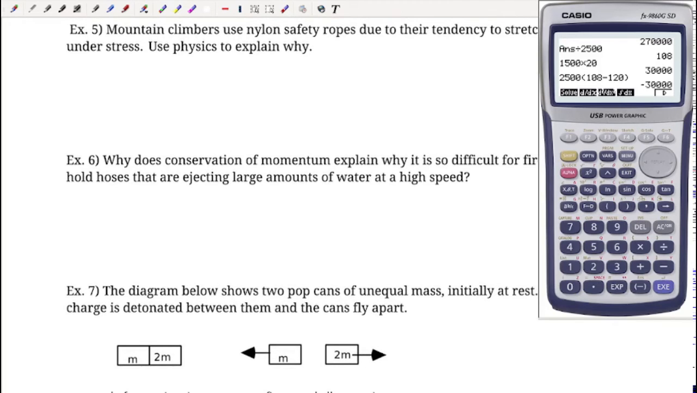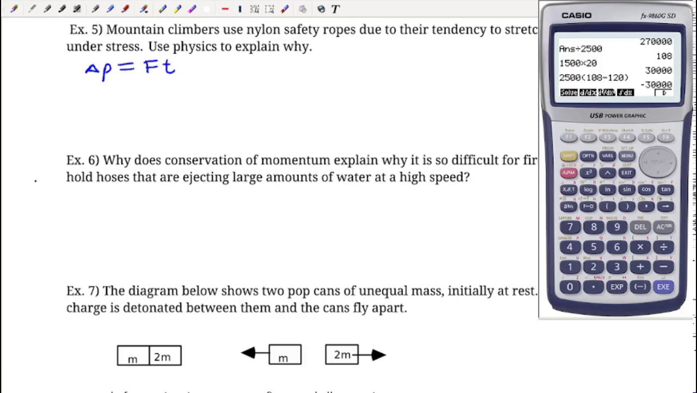Okay, a few less tangible numerical examples. Example number 5. Mountain climbers use nylon safety ropes due to their tendency to stretch considerably under stress. Use physics to explain why. Actually, this really comes back to the idea of change in momentum equals force times time. This actually has nothing to do with explosions. So maybe pause your video for a moment and think about how that would work out, why you would want to have the rope stretch under stress, and then come back and see if you agree.